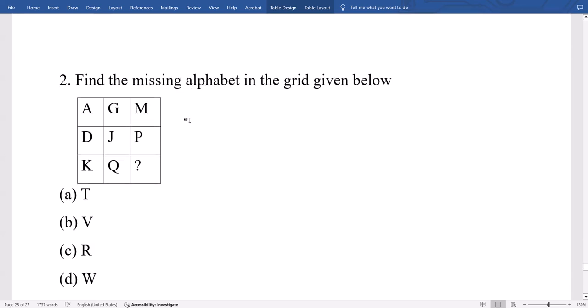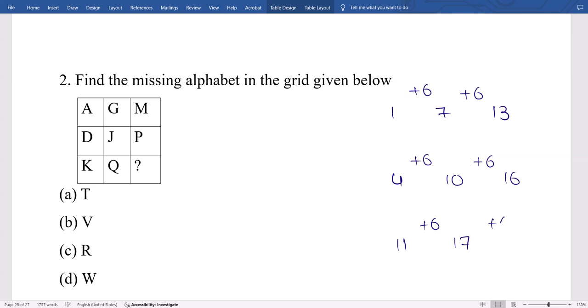Whereas this one, if you convert into numbers, 1, 7, 13, you can see plus 6, plus 6. Here this is 4, 10, 16. This is also plus 6, plus 6. Now K is nothing but 11. 11 and 17 is plus 6. Again plus 6 means 23, which is W.